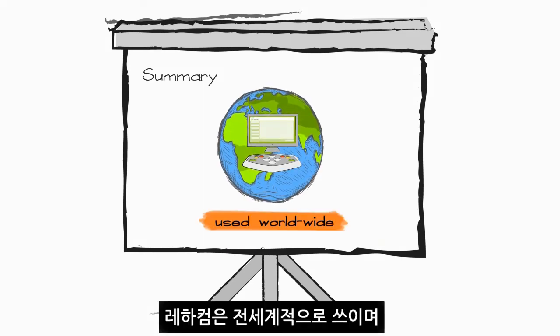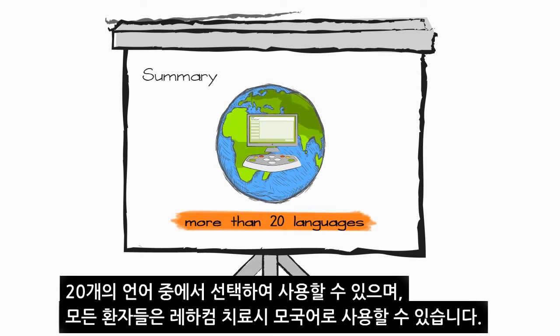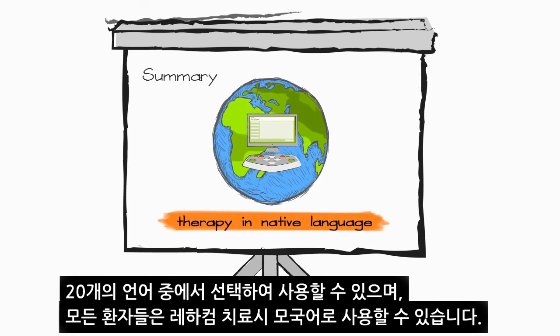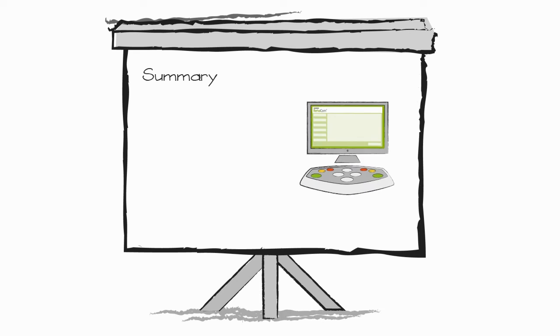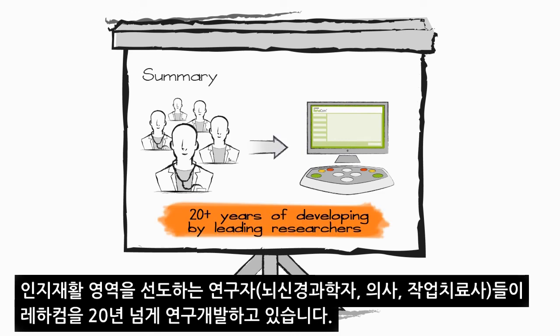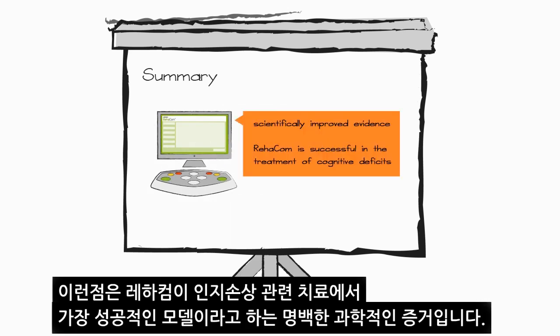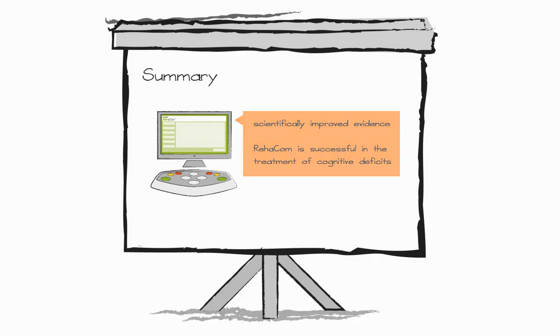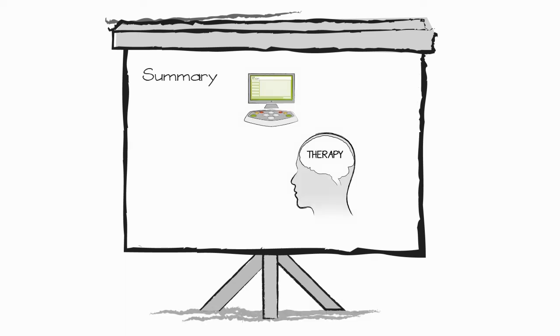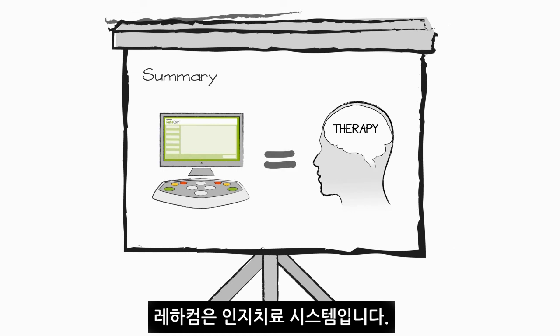RehaCom is used worldwide. Available in over 20 languages, nearly every patient can use RehaCom therapy in his or her own language. Leading researchers in the field of cognitive rehabilitation have been developing RehaCom for more than 20 years. There is strong, scientifically proven evidence that RehaCom is successful in the treatment of cognitive deficits. RehaCom is much more than brain training. RehaCom is therapy.